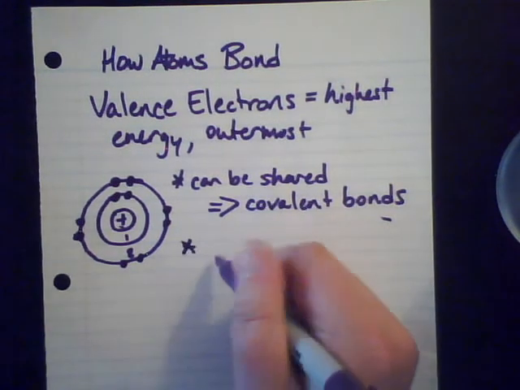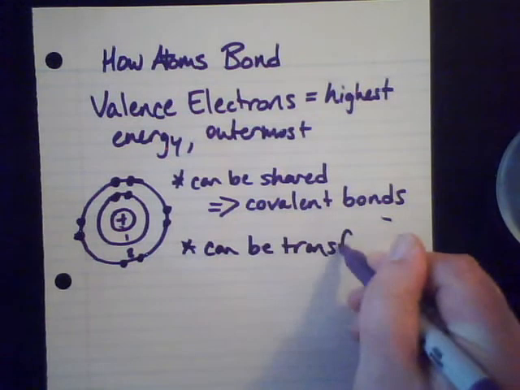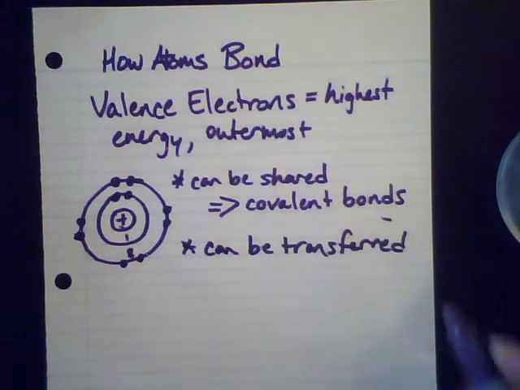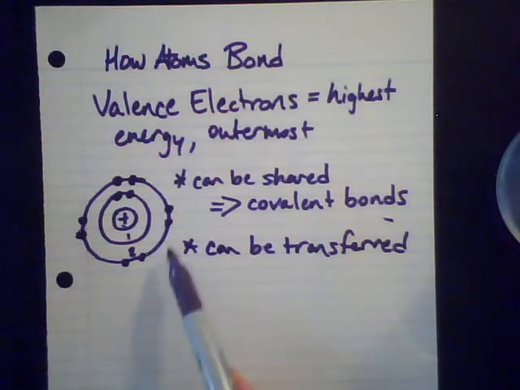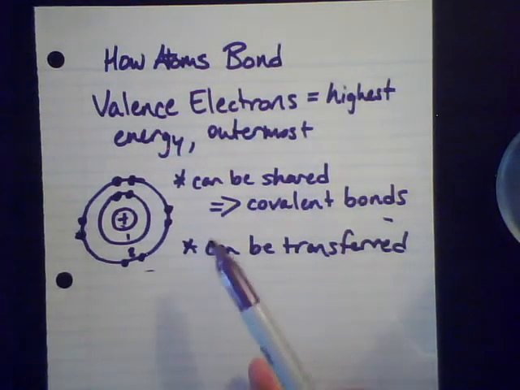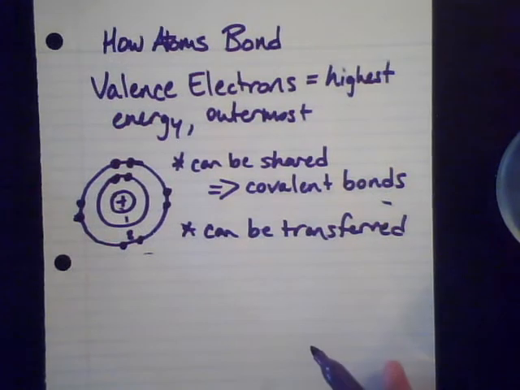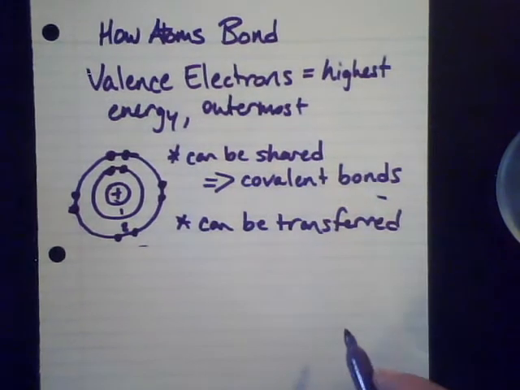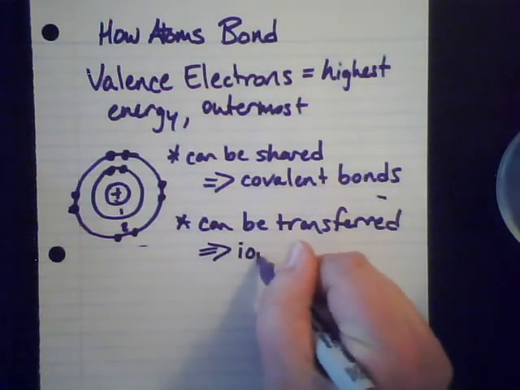And they can also be transferred. If we're transferring electrons from one thing to another, so if I have fewer numbers here, it might be easier to just lose some, or it might be easier to gain some. So if we transfer from one thing to another, then this is going to form charges, and these charges then can be attracted to each other and form ionic bonds.